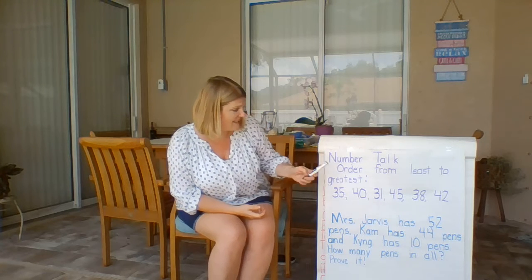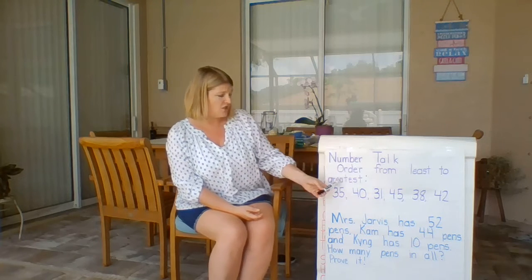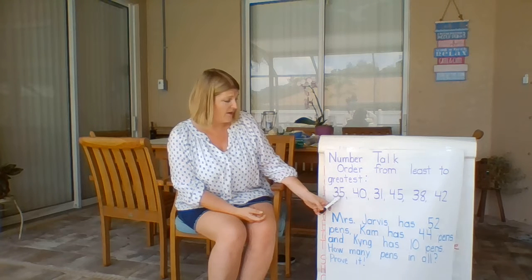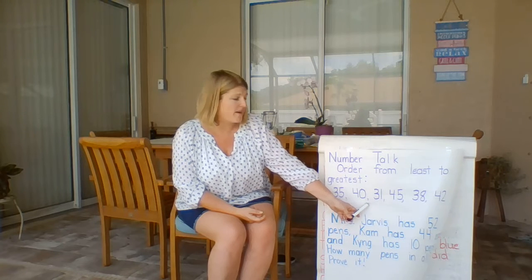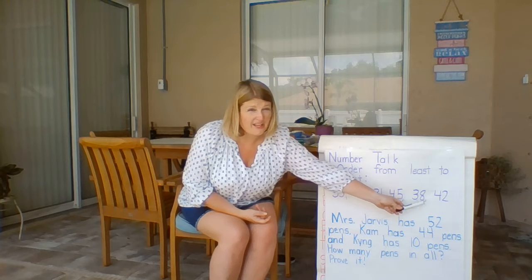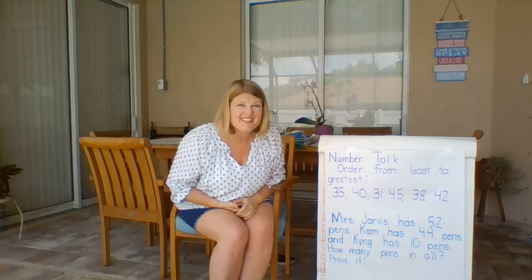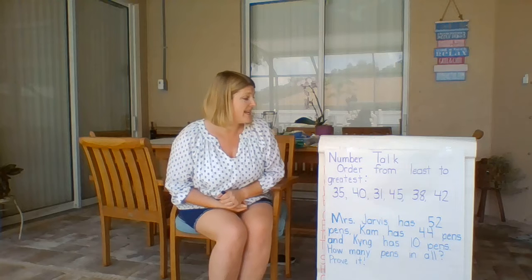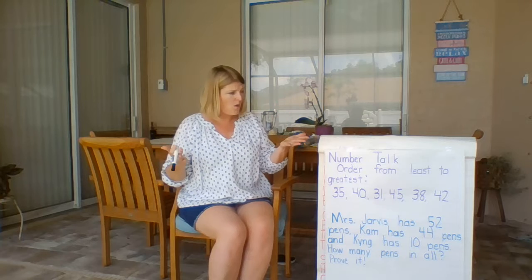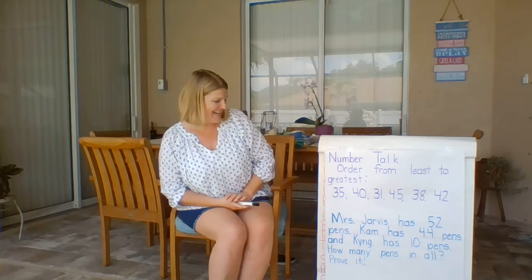Oh my goodness, it does still say order from least to greatest, so we're still going from the smallest to the biggest number, but here are our numbers today that we're ordering. We have 35, we have 40, we have 31, 45, 38, and 42. Got to get those numbers in order from the least, the smallest, to the greatest. Give me that number talk. Give your adult that number talk. How do you know which one's the smallest all the way up to which one is the greatest? Work on that for me.